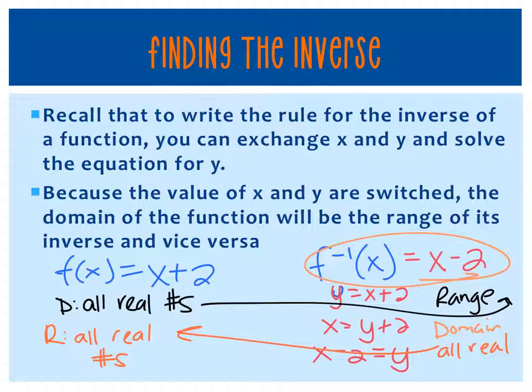So if you have a graph, it's probably easiest to determine domain and range from a graph. Domain is going to be your x values left to right. Range is going to be your y values bottom to top. But if you don't have a graph and you're finding the inverse, then find the domains of each, your original function and the inverse, and then the domain of each one becomes the range of the opposite function.